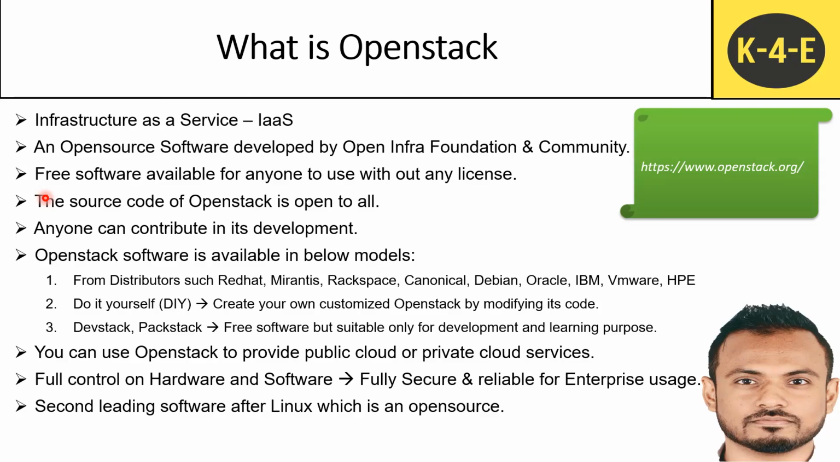They are actually communities. Canonical is a community, Debian is also a community. They are not companies, rather they are communities. Canonical Ubuntu OpenStack or Debian OpenStack: if you install OpenStack from Ubuntu or from Debian, in that case also it is a free OpenStack. If you face any kind of challenge, operational issues, or want to raise a ticket for support, you can directly talk to that community. That community will help you in resolving those issues. So yes, these are also free OpenStack software.